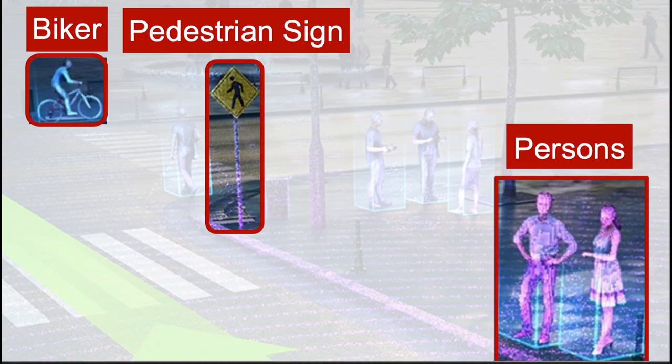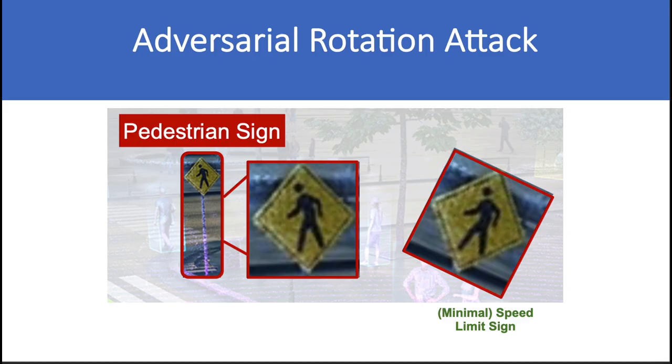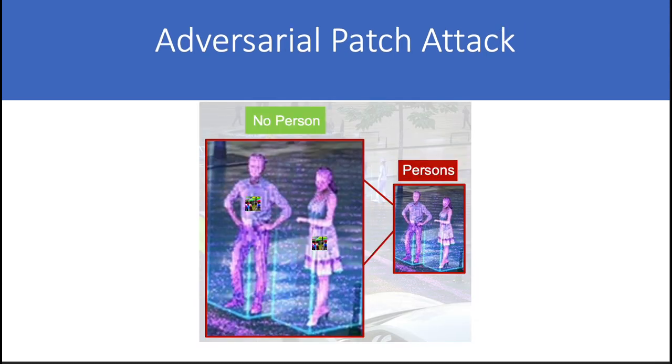I'm going to start by mentioning different types of adversarial attacks. The adversarial rotation attack is an attack where you rotate an image and you get an incorrect label. The adversarial patch attack is where you add a patch to the input image and you get an incorrect output, which here is persons, but the predicted output is no persons.